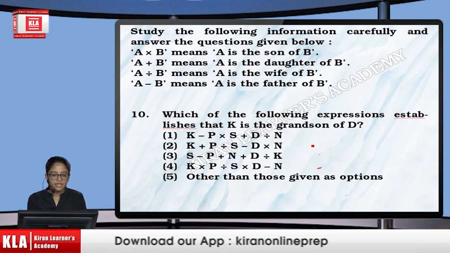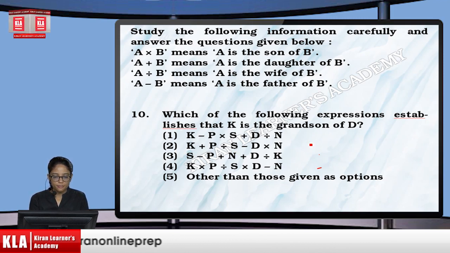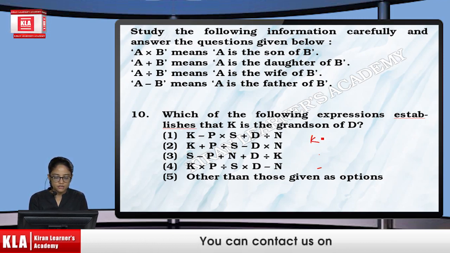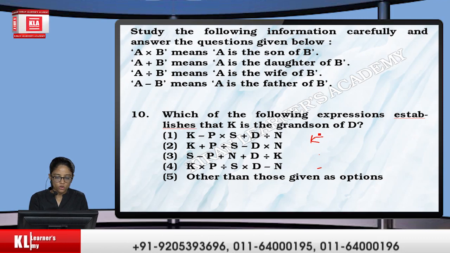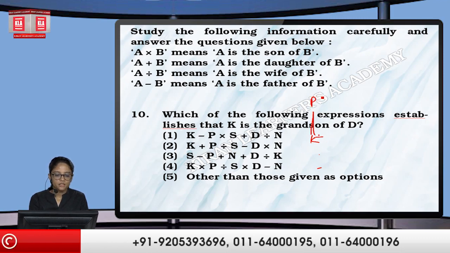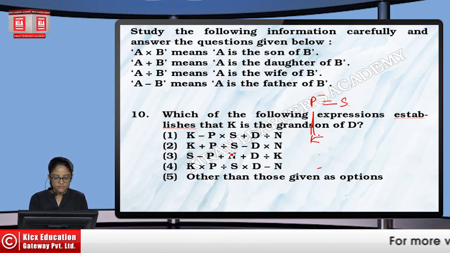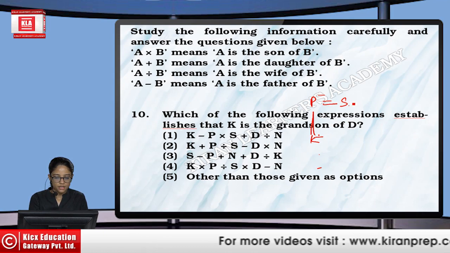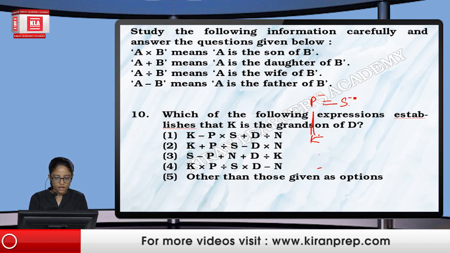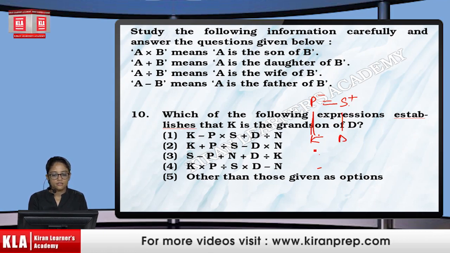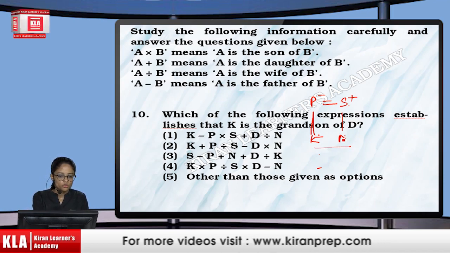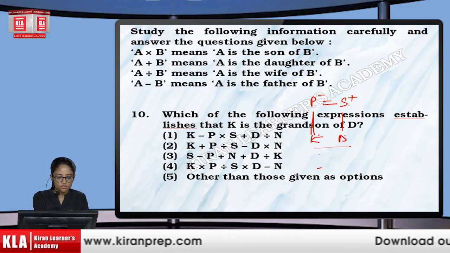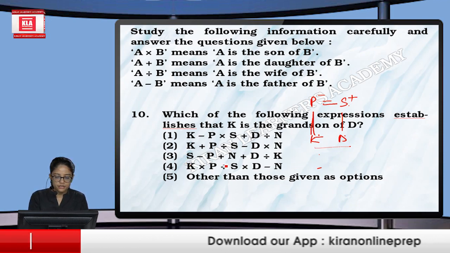Second option is K plus P. That means K is the daughter of P. Next we have divide. Divide means P is the wife of S. Then we have minus, and S is the father of D. Here K and D become brother and sister, something like that. So this is also not going to work. Let's see the third one.